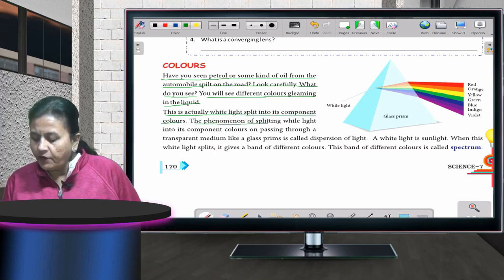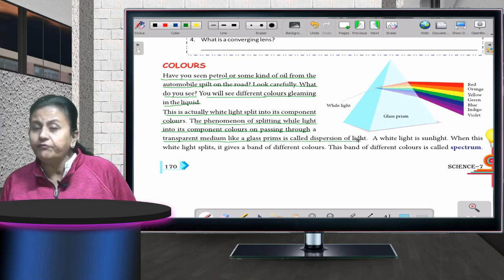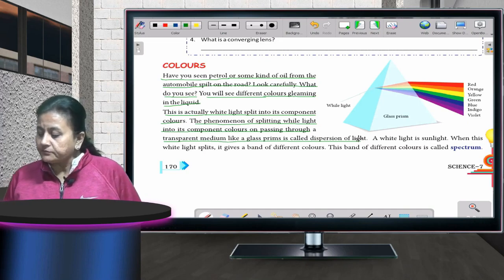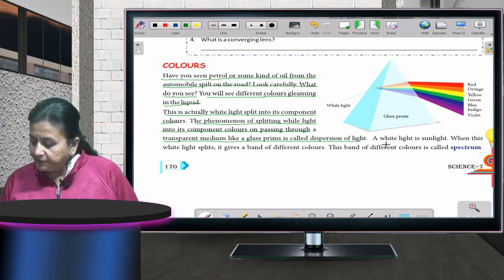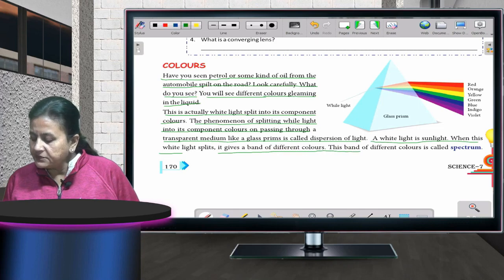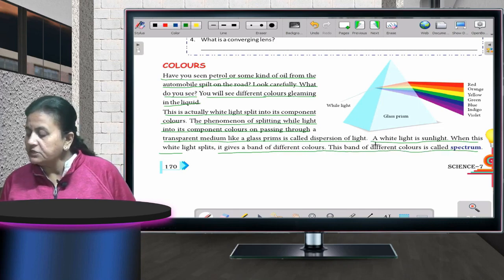The phenomenon of splitting white light into its component colors on passing through a transparent medium like a glass prism is called dispersion of light. Light is actually white in color, but it is made up of 7 different colors. White light is sunlight. When this light splits, it gives a band of different colors. This band of different colors is called spectrum.